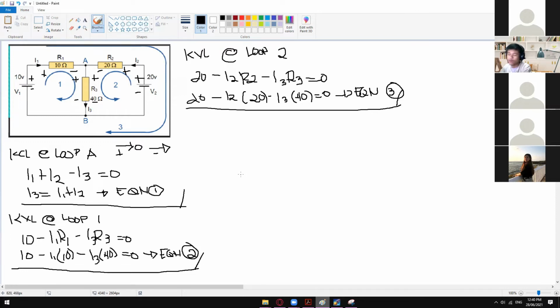Just by getting those two equations, we now have a total of three unknown variables. But we can reduce that to two just by substituting the value of I3 into equation number two or equation number three. Let's say we replace the I3 in equation number two with I1 plus I2, from equation number one. So we're going to use this as our value of I3: 10 minus I1 times 10 minus, since I3 is equal to I1 plus I2, we use that, minus I1 plus I2 times 40, equal to zero.